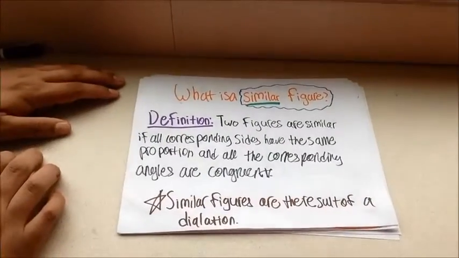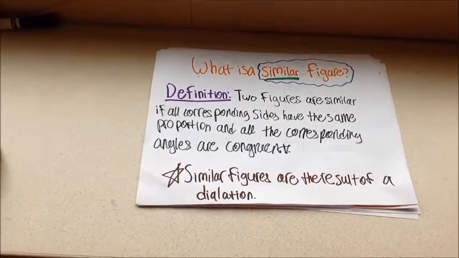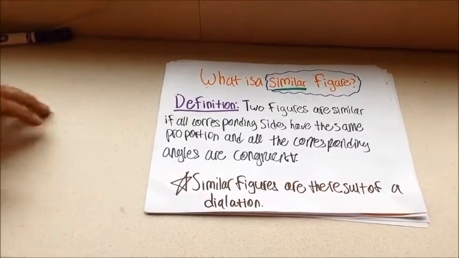What is a similar figure, you may ask? Well, the definition is, two figures are similar if all corresponding sides have the same proportion and all the corresponding angles are congruent. Similar figures are the result of a dilation.